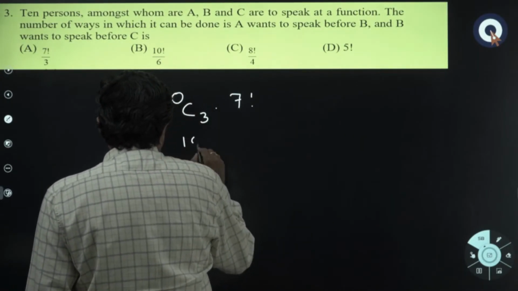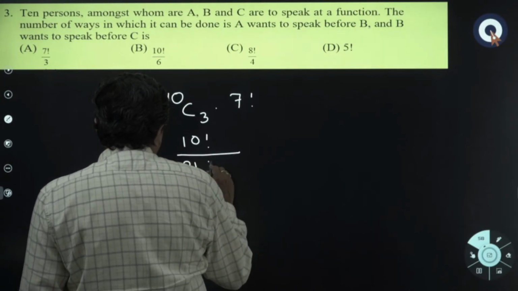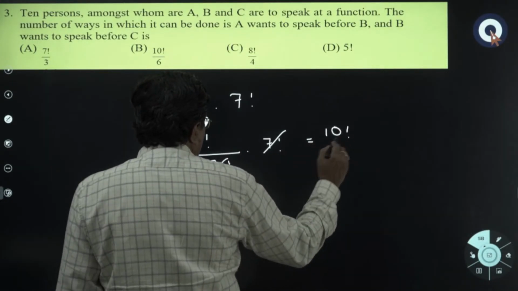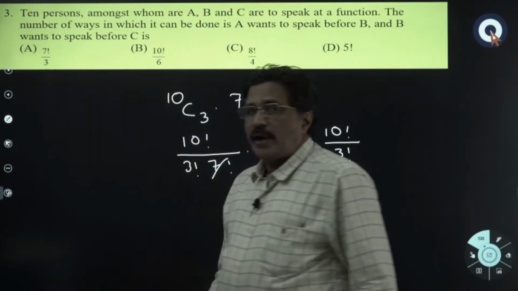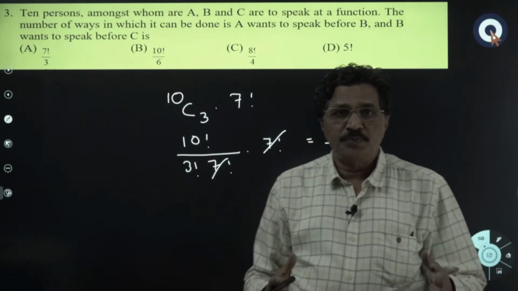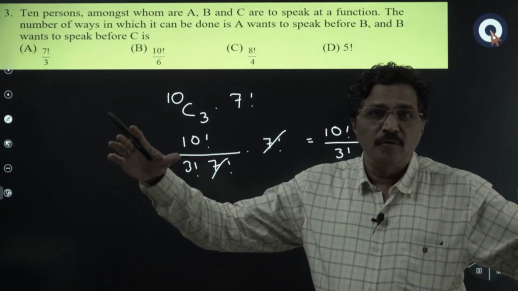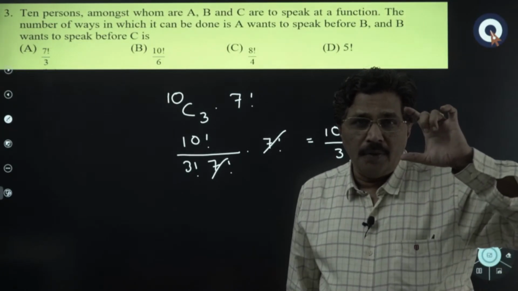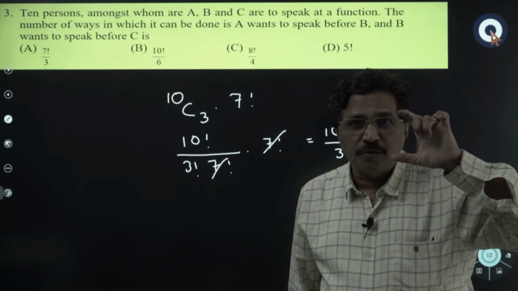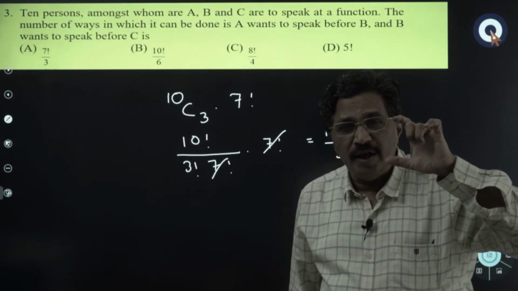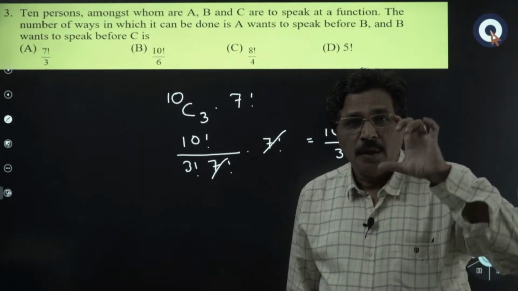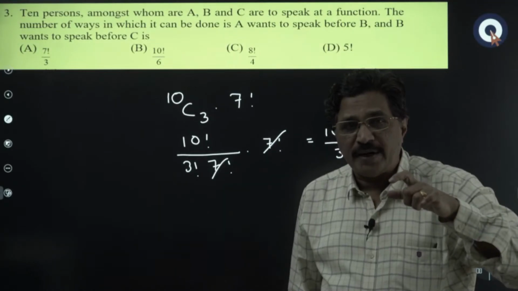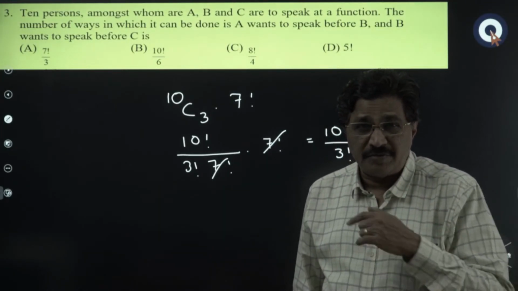So you can see this is 10 factorial by 3 factorial into 7 factorial into 7 factorial. You can see this 7 factorial is cancelled. This is 10 factorial by 3 factorial. The same thing can be argued this way also. There are 10 factorial ways in which we can arrange the 10 people. Now, in every block of 3 factorial possibilities, there is one where A comes before B, B comes before C. So every 1 by 6 of the total arrangements is the favorable arrangement for us. So it is 10 factorial by 3 factorial.